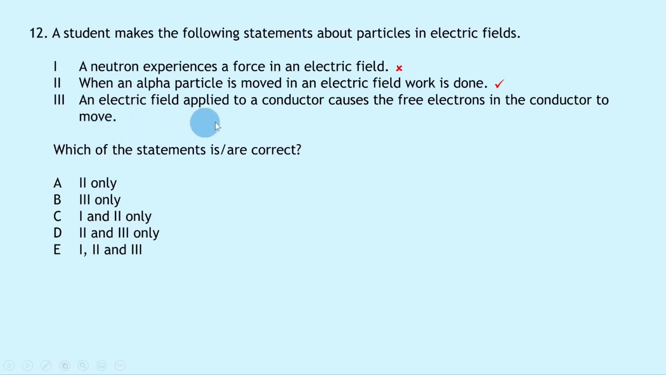And statement 3, an electric field applied to a conductor causes the free electrons in the conductor to move. That is also true because electrons, remember, have a negative charge and they're going to be attracted or repelled away from positively or negatively charged plates. So therefore we have 2 and 3 are correct, which gives us the answer D.